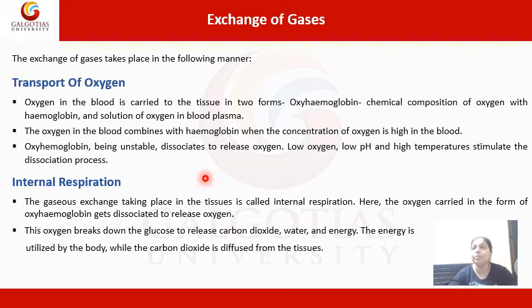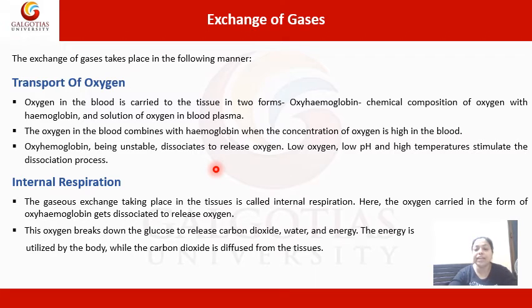So oxyhemoglobin carries the oxygen to different organs of the body, and for oxyhemoglobin to form, the concentration of oxygen in the blood has to be very high. But the problem is that oxyhemoglobin is unstable in nature, and that is why in the presence of low oxygen, low pH and high temperature, it undergoes dissociation. Now, what is internal respiration? The gaseous exchange taking place inside the tissues is called internal respiration.